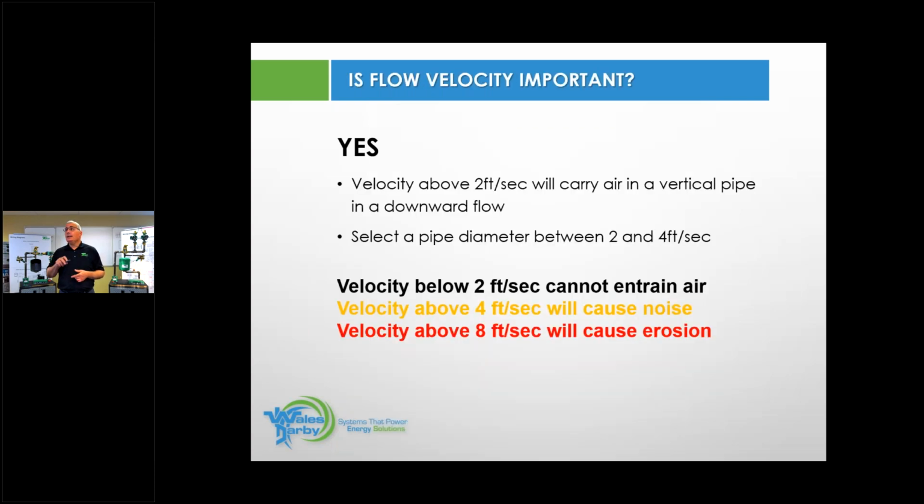Okay. Next, flow. All right, velocity, is that important? Yes, it is. I kind of alluded to this already. We want to make sure that we're always staying within that 2 to 4 feet per second. If we go above 4 feet per second, I haven't had enough coffee this morning, I apologize. If we go above 4 feet per second and get into that 8 foot per second range, we're going to cause noise, we're going to cause erosion to our system.